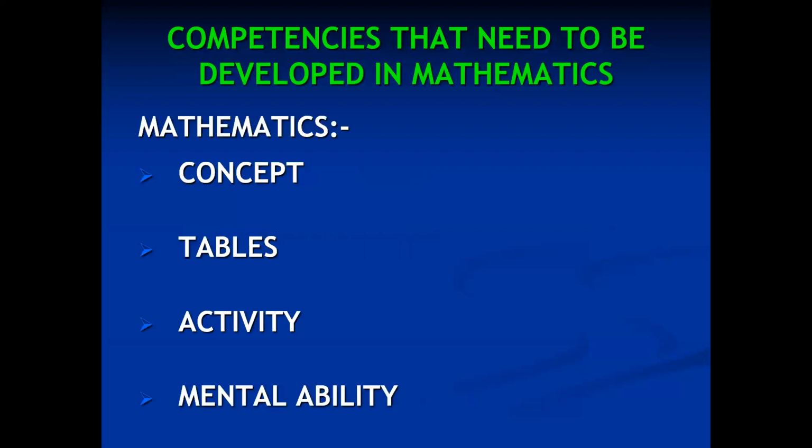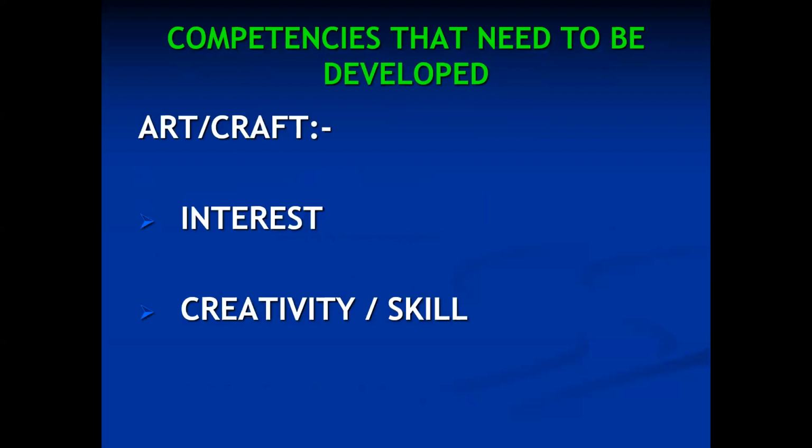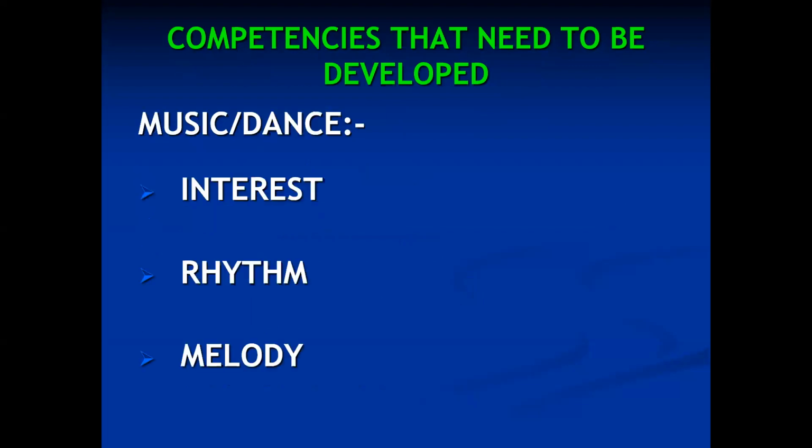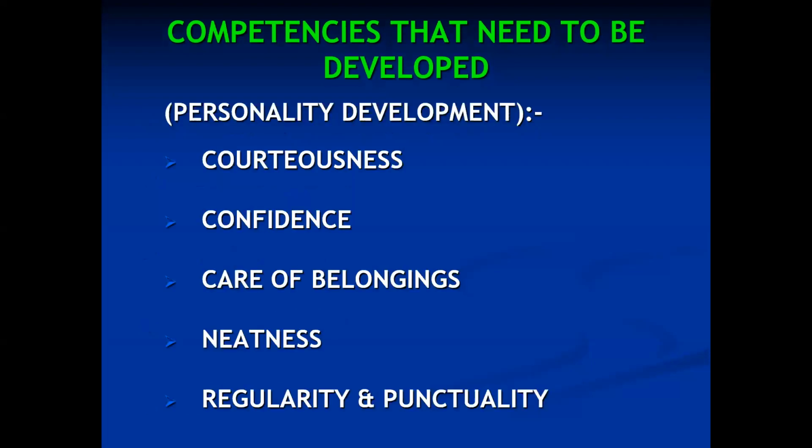In mathematics, it's the concept, the tables, the activity, and the mental ability. In environmental science, it's the environmental sensitivity, the project or activity, and group discussion. In art and craft, it is the interest that he displays, the skill that he acquires and develops, and the creativity that he shows. In music and dance, it is the interest that he takes, the rhythm that he follows, the melody that he appreciates. In co-curricular activities, his enthusiasm, discipline, team spirit, and his talent, which can be displayed, is apparent.